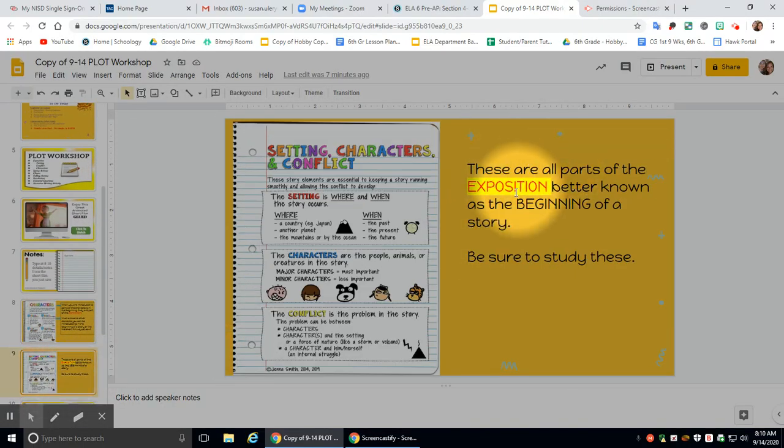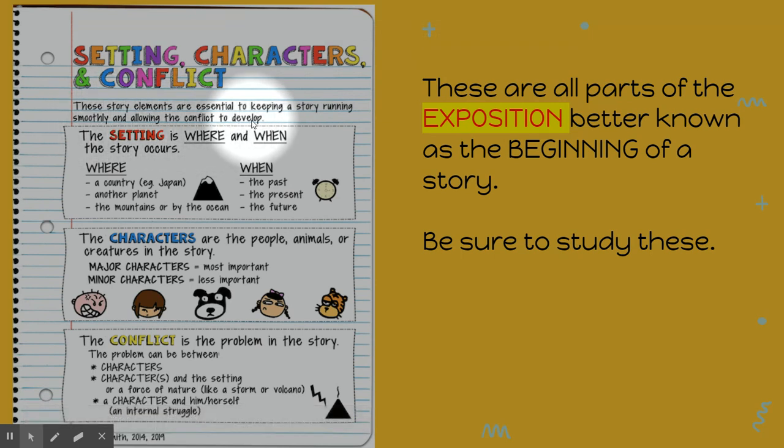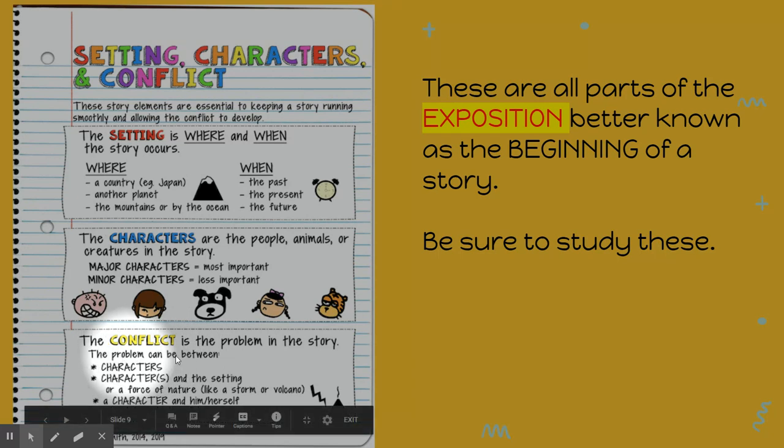All right, another part of the exposition, which is the beginning of the story or the beginning of the little film you just saw: setting, characters, and conflict are all elements that are present and are essential to keeping a story running smoothly and allowing the conflict to develop. So the setting is where and when the story occurs. Okay, where and when. The characters are, of course, the people, the animals, or creatures in the story that are introduced. And the conflict is the problem in the story.